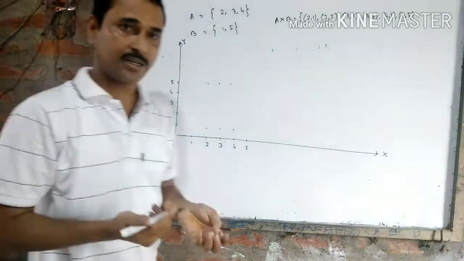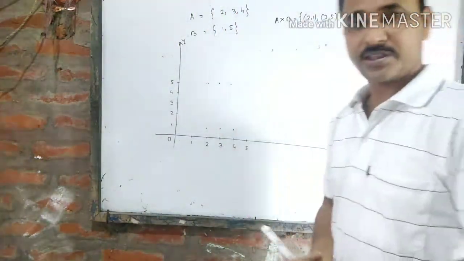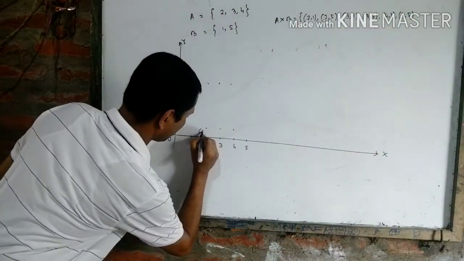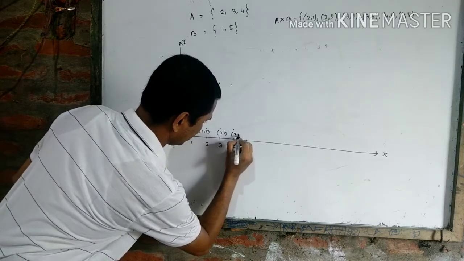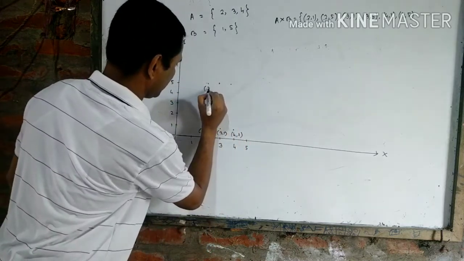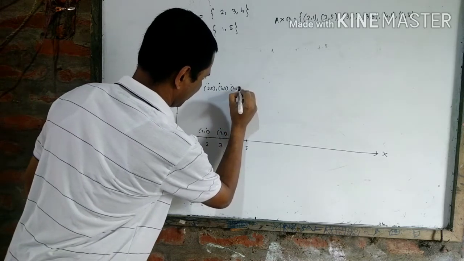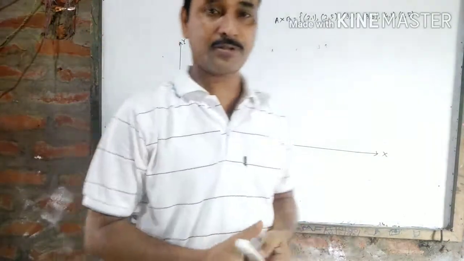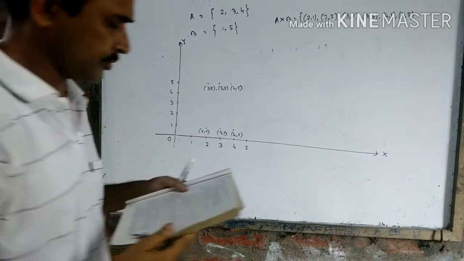I have plotted them on graph paper, just like you plot in coordinates. So this is the graphical representation of A cross B. You may write the points also: (2, 1), (3, 1), (4, 1). Then (2, 5), (3, 5), (4, 5). Nothing else to do. This is the graphical representation of A cross B. Next, let us do one more problem and we will leave Cartesian product.